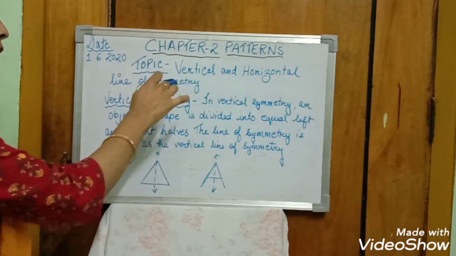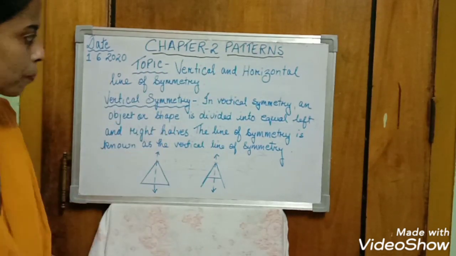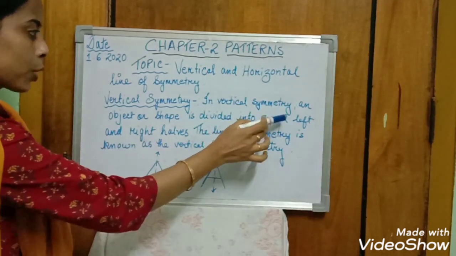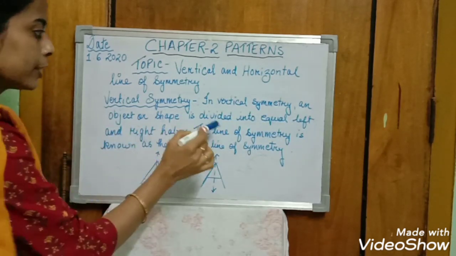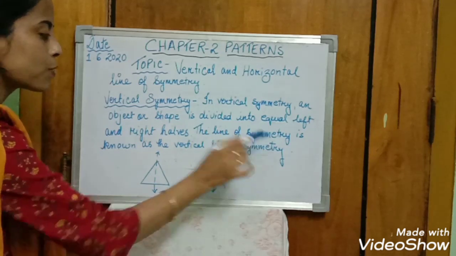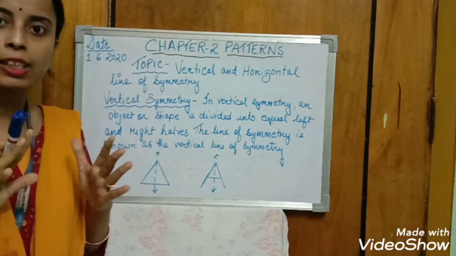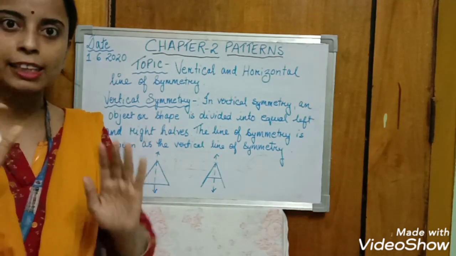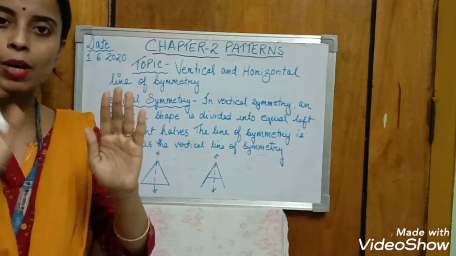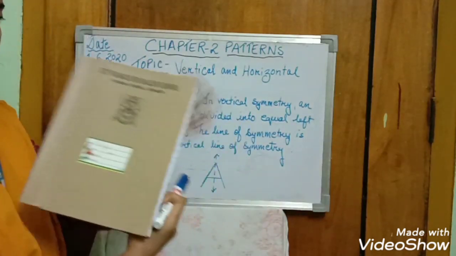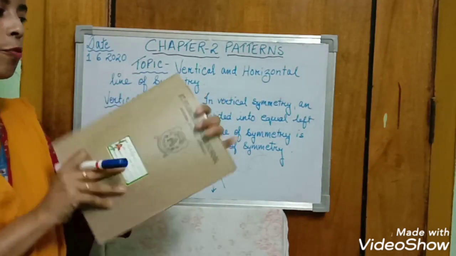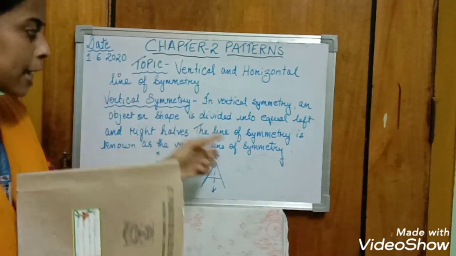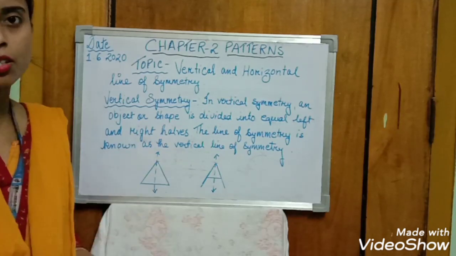Vertical and horizontal line symmetry. Vertical symmetry: in vertical symmetry, an object or shape is divided into equal left and right halves. That means in vertical symmetry, an object or shape is divided into equal right and left halves, vertically like this. The line of symmetry is known as the vertical line of symmetry.